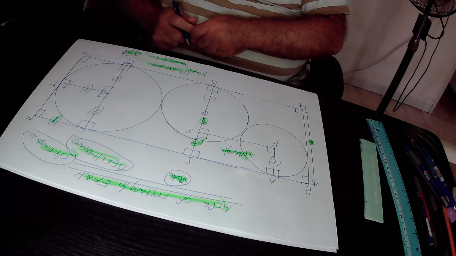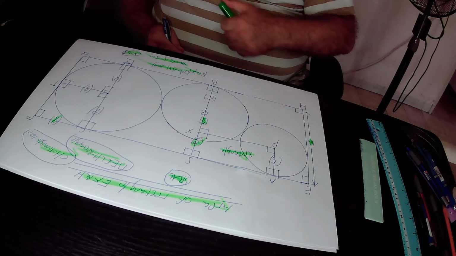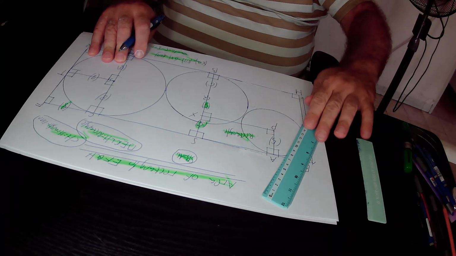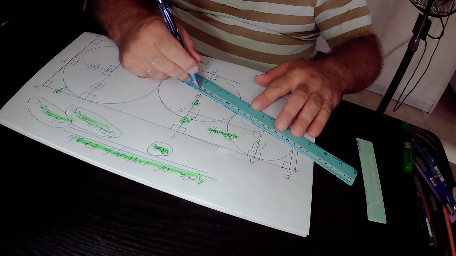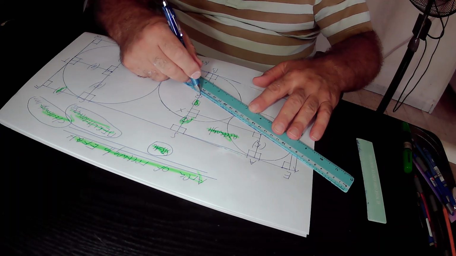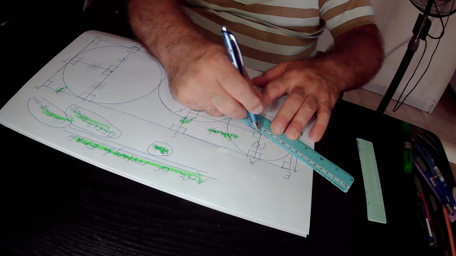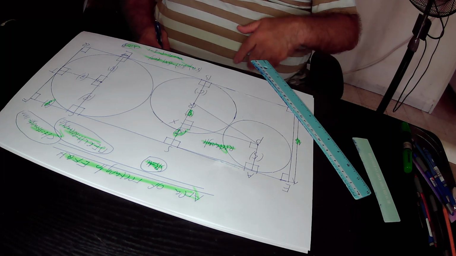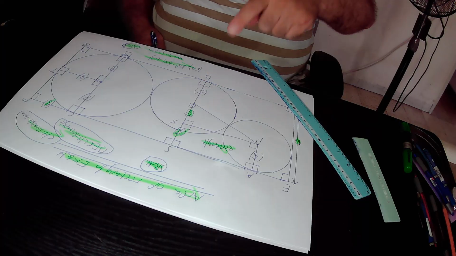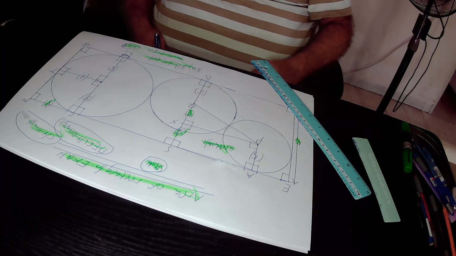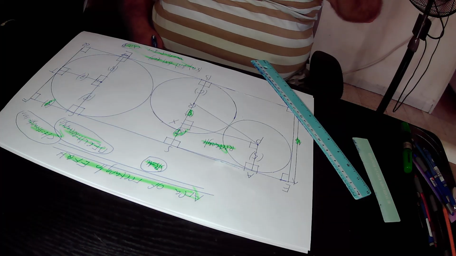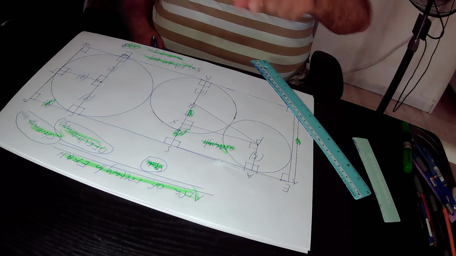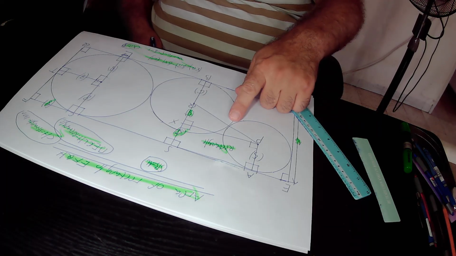In the next step, we will join point P and Q together by a straight line. Point P is the center of this small circle. Point Q is the center of this medium circle. Therefore, PQ is the distance between the centers of the small circle and the medium circle. Those two circles touch each other externally in this point.